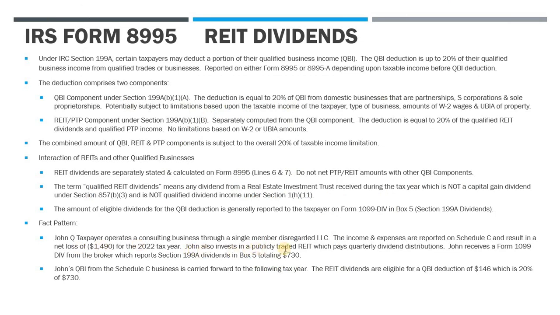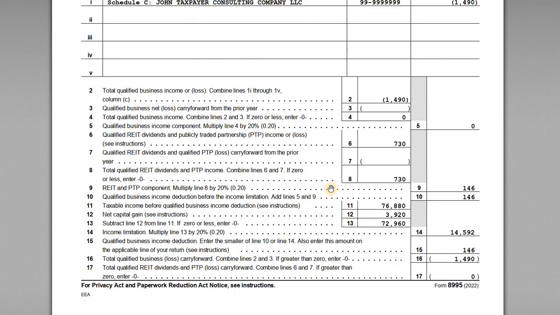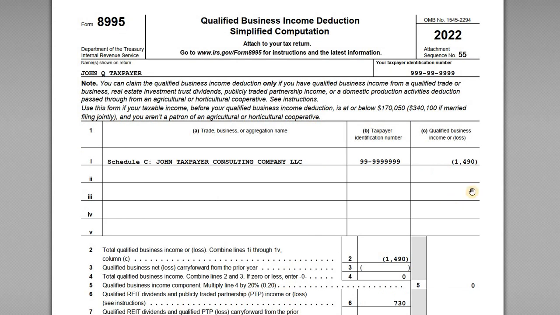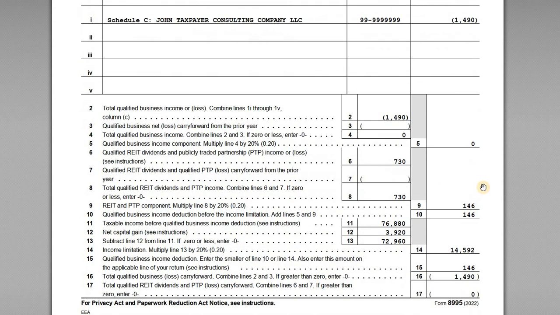All right, so he's done that, and then he also has this publicly traded REIT, which pays quarterly dividends. So again, he gets this 1099-DIV, and he sees that the box 5 amount is $730. So pretty straightforward, right? He's already taken care of the Schedule C issue. And then the amount of qualified REIT dividends that he received is $730. He has no carryover from the prior period, so the net amount of qualified REIT and PTP income for the period is going to be $730. And then the component amount, multiply line 8 by 20%. So the $146 deduction is what he's going to be able to use to reduce his taxes.